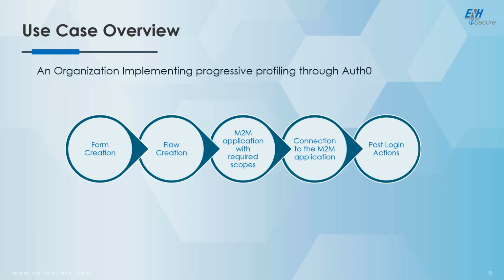Next is creating an M2M application with required scopes. It allows users to set up a machine-to-machine application with the necessary scopes for secure data access. Next, connection to the M2M application. Now we create a vault connection to the M2M application for secure interaction between forms and user metadata in the Auth0 user store. Then finally, we will create post-login actions. These actions are designed to trigger the forms and contain custom logic that defines the forms' behavior.